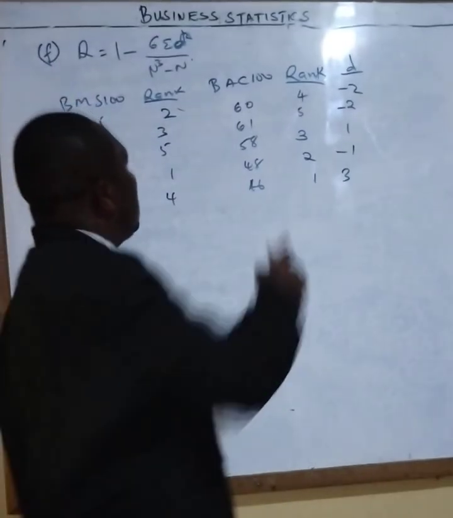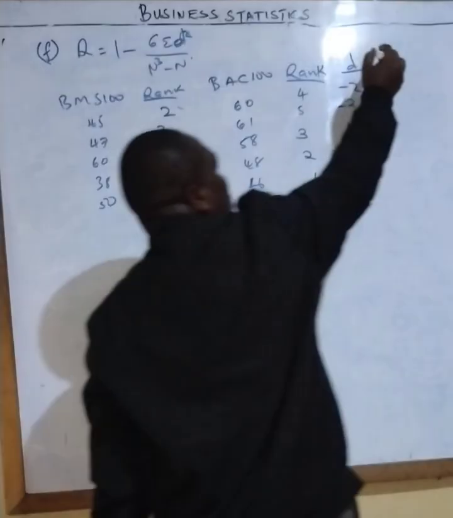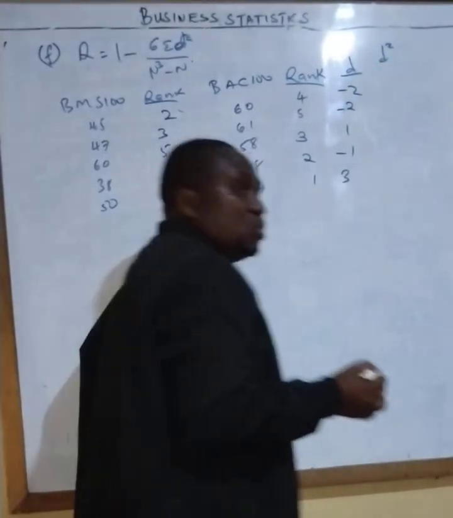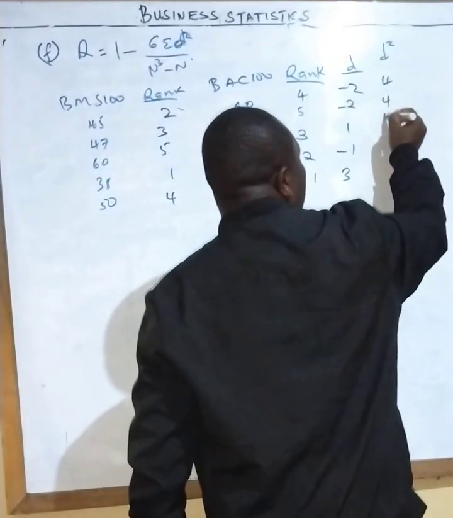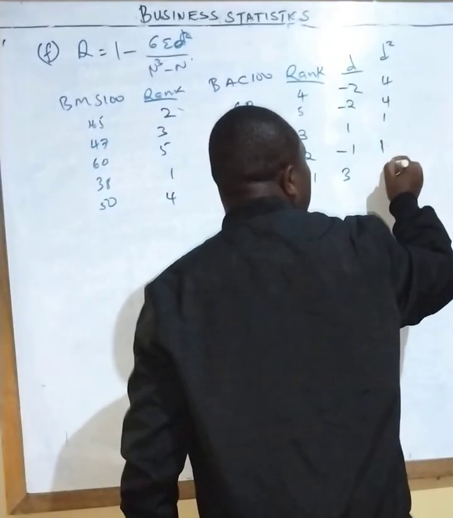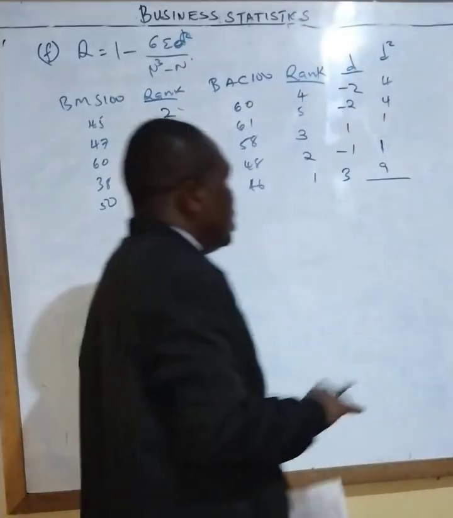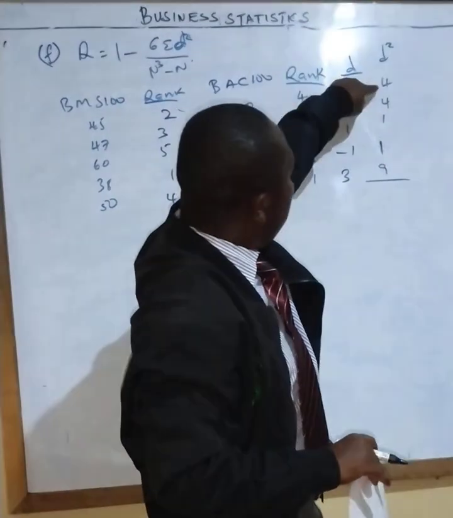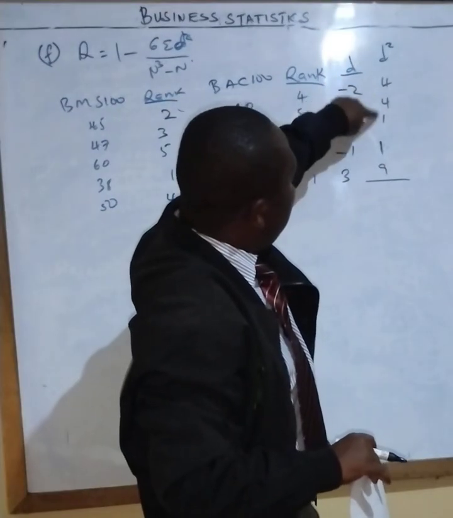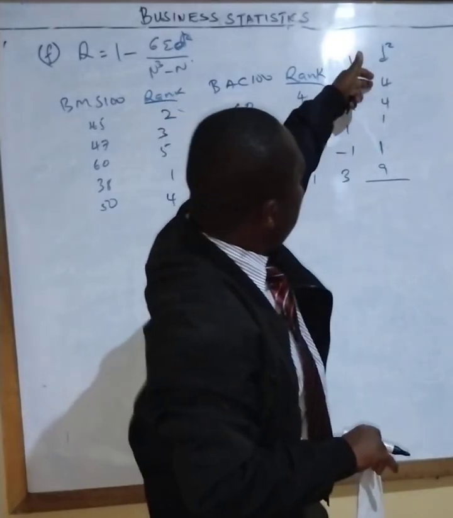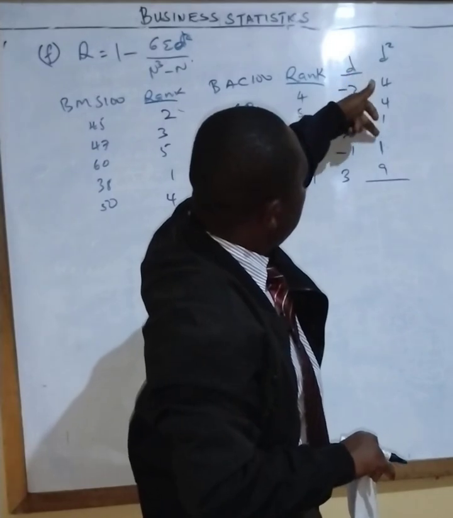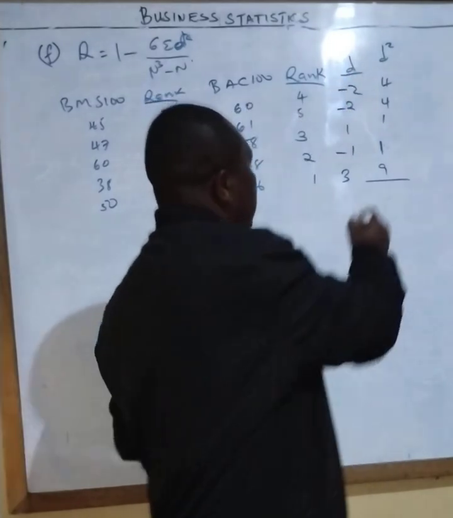Then you square, because the formula says D square. Why are we squaring? So that we remove the signs. So this will give you 4, 4, 1, 1, and then 9. Then you add. So when you add this, class, this is 8, 9, 10, 19. It's 19 there.